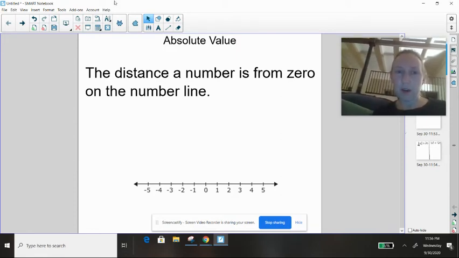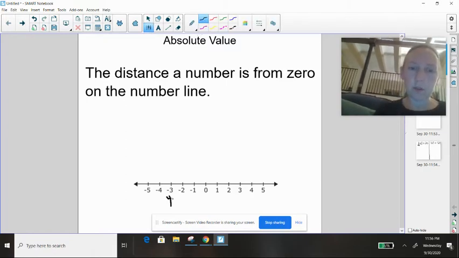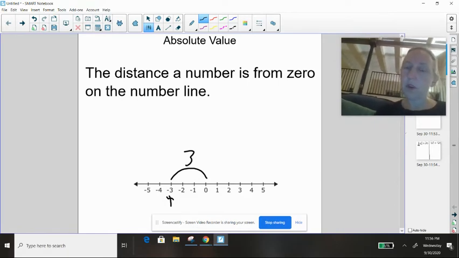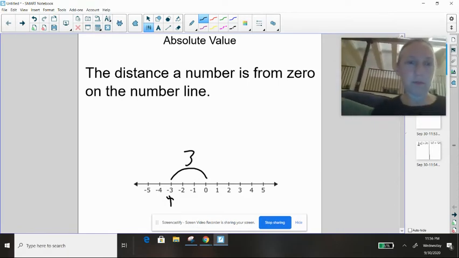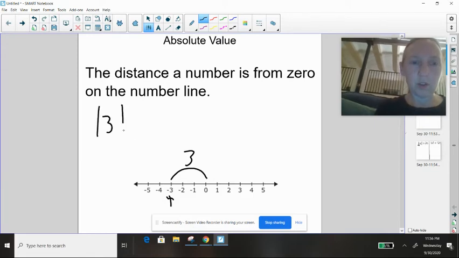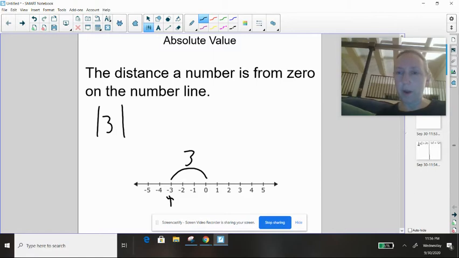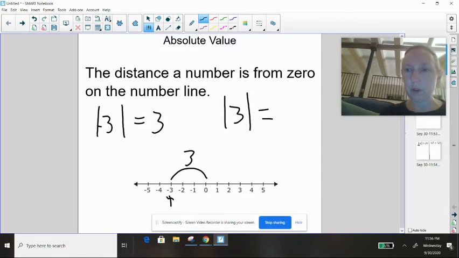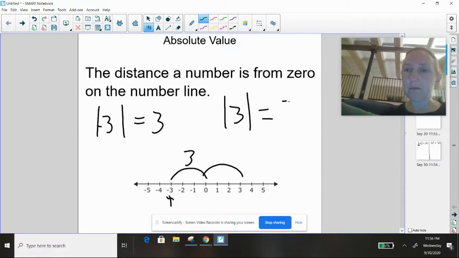If I asked you how far -3 was away from zero, what would your answer be? Did you say 3? So the way we write absolute value is just two straight lines, a little bigger than a 1. So the absolute value of -3 is equal to 3. How about the absolute value of +3? How far away is 3 from 0? It's also 3.